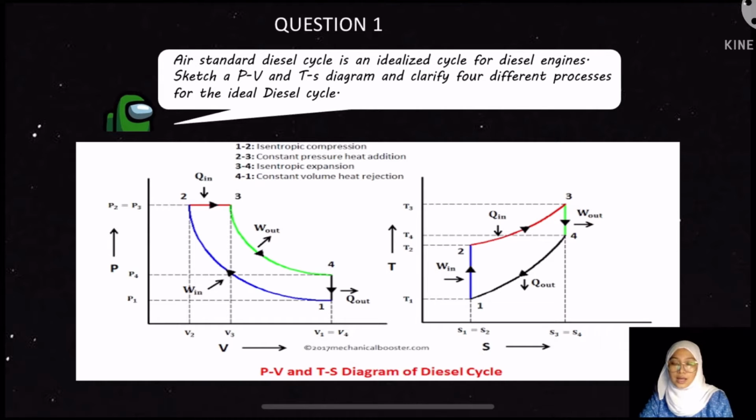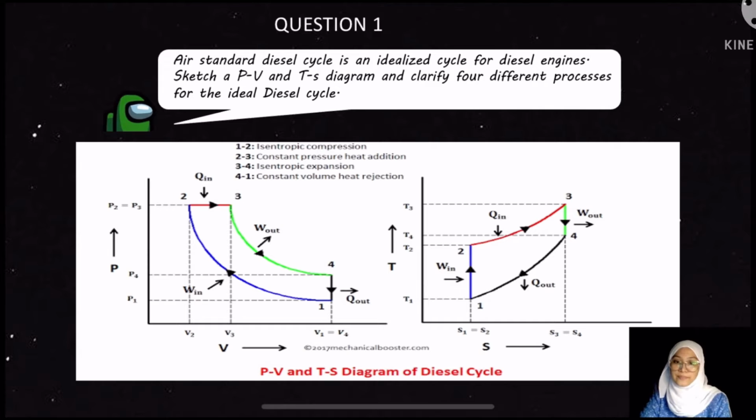Process 1-2. Isentropic compression. In this process, the piston moves from BDC to TDC, and compression of air takes place isentropically. It means that during compression, the entropy remains constant and there is no flow of heat out of the cylinder walls. No conduction happens. Here, the air is compressed, pressure increases from P1 to P2, volume decreases from V1 to V2, temperature increases from T1 to T2, and entropy remains constant.